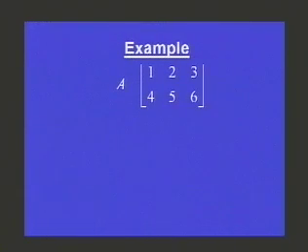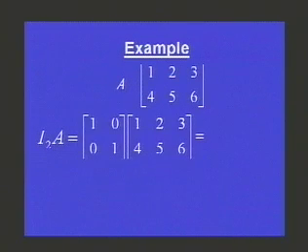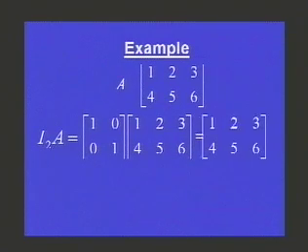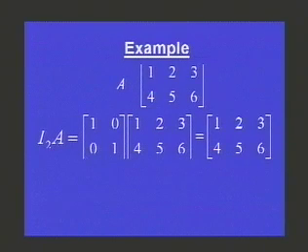If we take A, which is 1, 2, 3 in the first row, 4, 5, 6 in the second, if I multiply I sub 2 times A, you notice the I sub 2 is on the left. I sub 2 is the 1, 0, 0, 1 matrix. If we were to multiply that out, as you see, I have a 2 by 2 times a 2 by 3. That's going to give me a 2 by 3. If you actually do the math, you really do get back the same thing you started with, 1, 2, 3, 4, 5, 6.